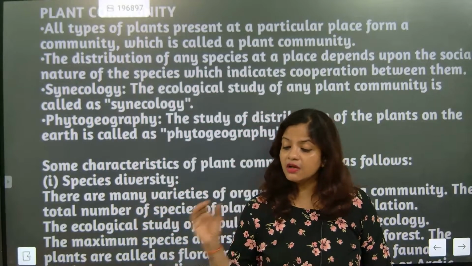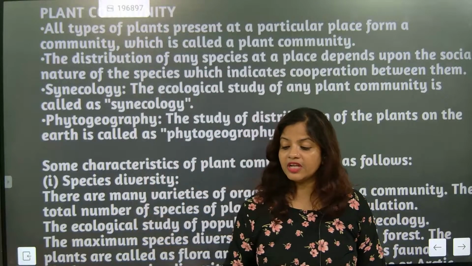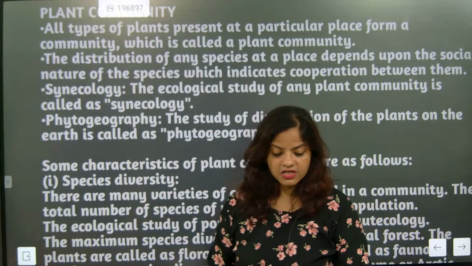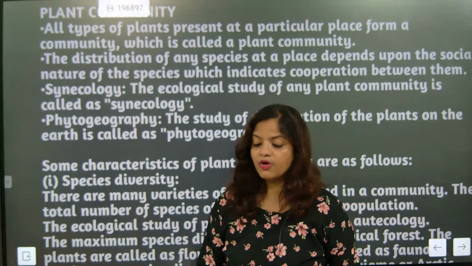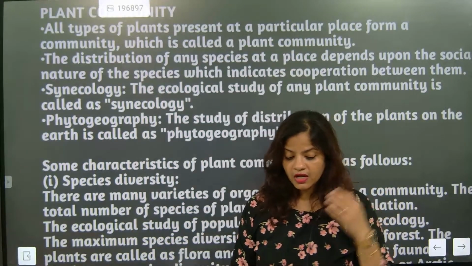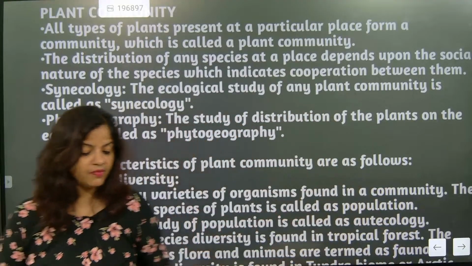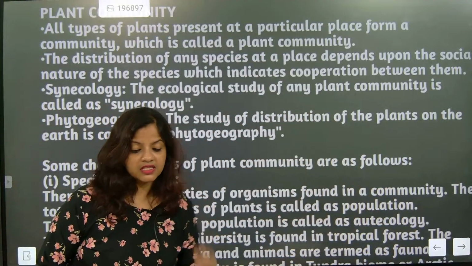Why? Because here we are doing an ecological study of any plant, and this is the most important part. What type of study are we doing? We are doing an ecological study of any plant. That's why it is called synecology.